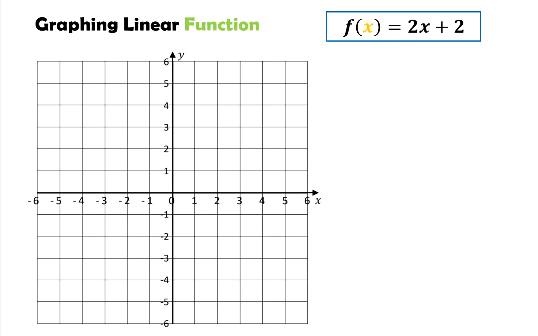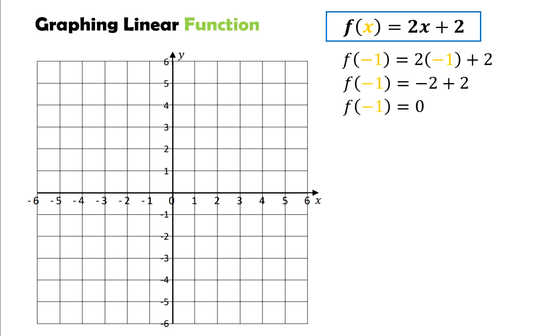So, paano ba natin i-graph yung linear function? For example, you were given f of x is equal to 2x plus 2. For example, ang value ng x natin is negative 1. You simply replace yung negative 1 dun sa x na variable. So, f of negative 1 is equal to 2 times negative 1 plus 2. Dito, 2 times negative 1, that will give us negative 2. So, negative 2 plus 2, dahil ito ay unlike sign, ang gagawin lang natin ay isusubtract. Negative 2 plus 2, that would give us an answer of 0. So, yung f of negative 1 natin is 0.